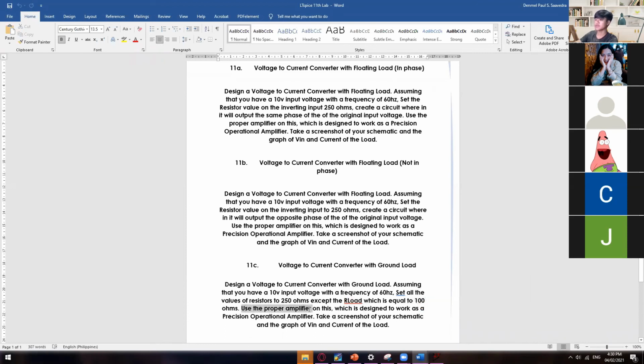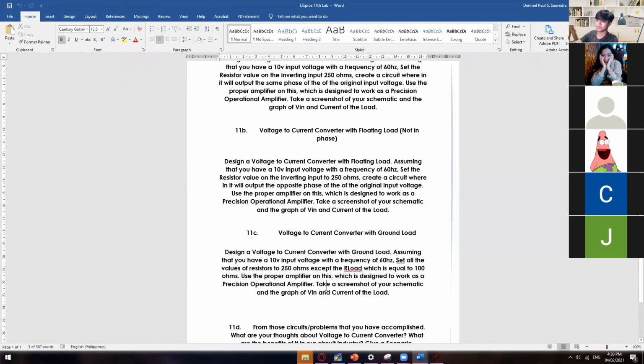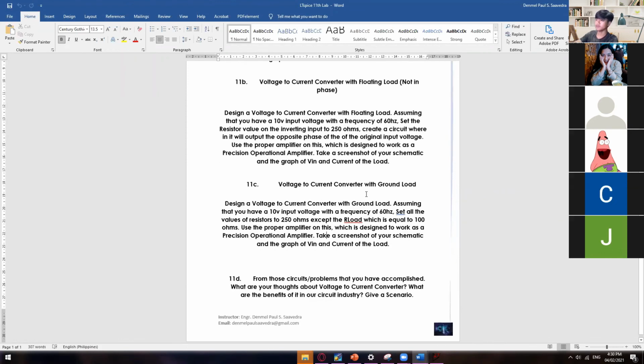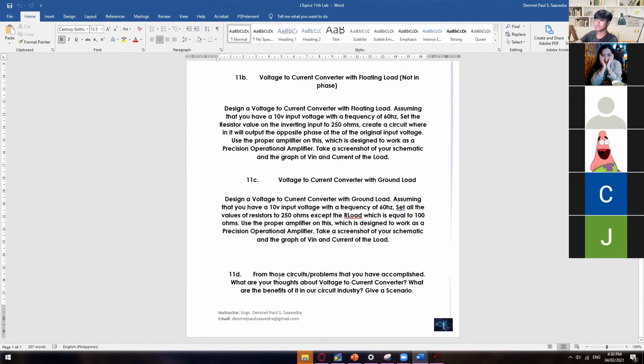Again, we use the proper amplifier on this, which is designed to work as a precision operational amplifier, and then take a screenshot of the schematic and the graph of the V-in and current of the load. So only one question for the ground load. And once you're done with those three, quite similar with your laboratory number 10, from those circuits or problems that you have accomplished, what are your thoughts about voltage to current converting? What are the benefits of it in our circuit industry? And then give a scenario.